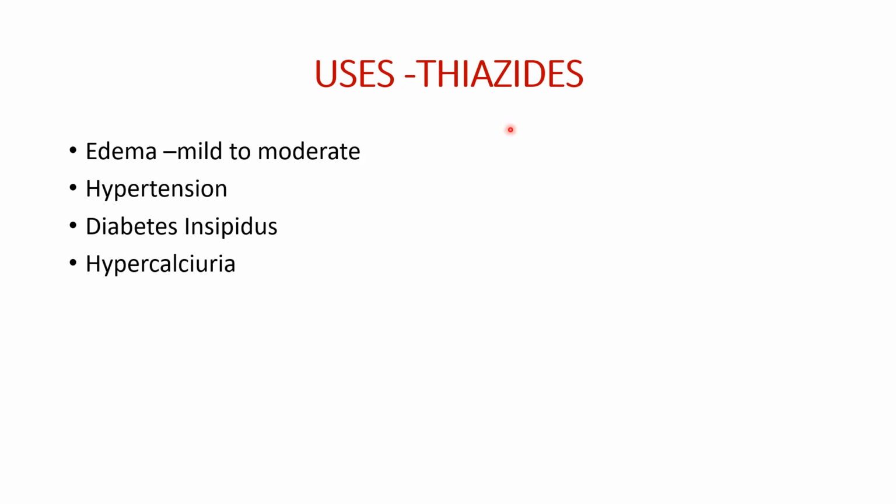Uses of thiazides are mainly in cases of edema. Mostly thiazides are used for maintenance therapy. So for severe edema, loop diuretics are the preferred drugs of choice, and thiazides are used only for mild to moderate cases and for maintenance. And thiazides are the first choice of diuretics in the management of hypertension, and they are used in diabetes insipidus and hypercalciuria, because they decrease the calcium excretion.